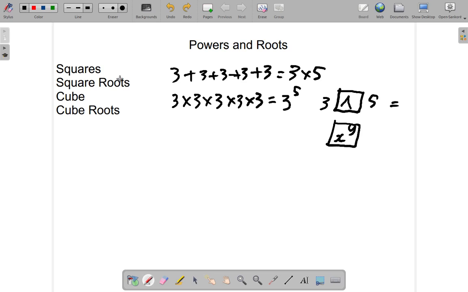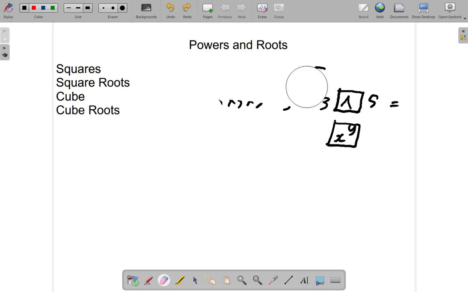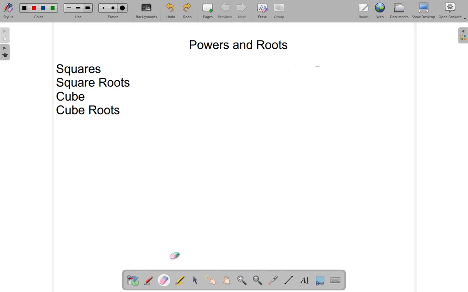Now what we're going to be concentrating on is a square. So 3 squared means 3 multiplied by 3. Therefore the square of a number is the result you get when you have 2 of those numbers and they multiply each other. Okay, 3 times 3 gives you 9. So 3 squared is 9. The square of 3 is 9.